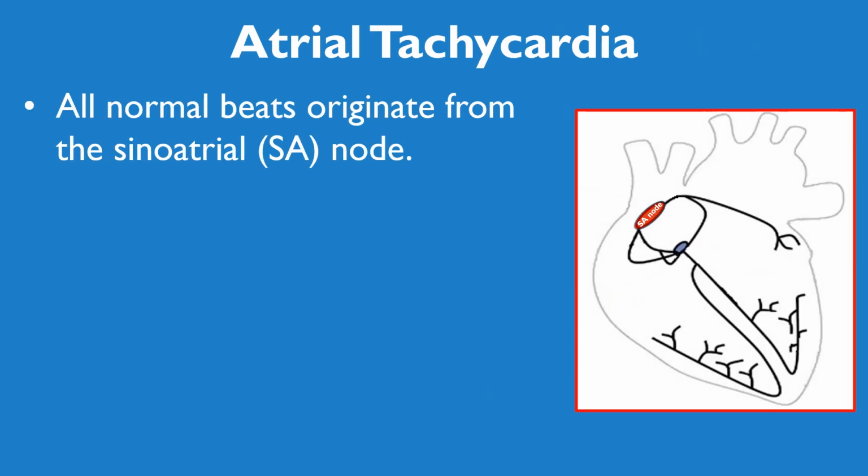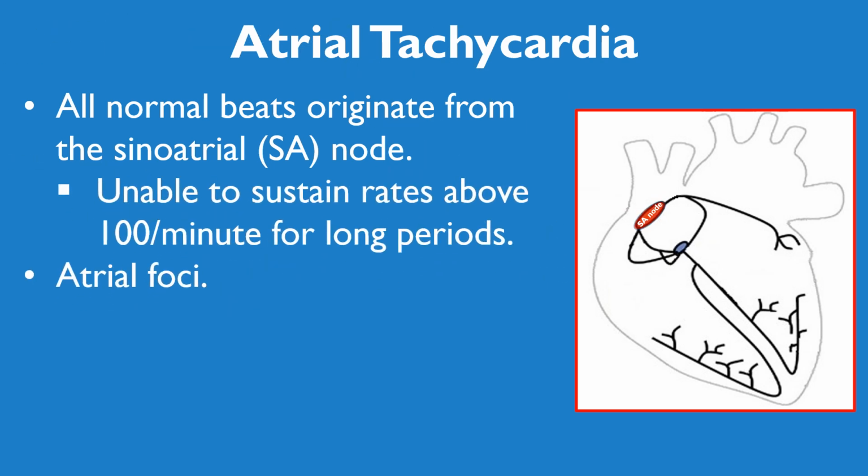Before we jump into looking at the ECG, let's take a few moments to talk about the electrophysiology of atrial tachycardia. So all normal beats originate from the SA node. And in the context of tachycardias, the SA node typically has a very difficult time sustaining rates above 100 beats per minute for long periods of time. It just isn't designed to be able to beat that fast for long sustained runs. It can actually get up into the mid to upper 100 beats per minute, but as I mentioned, it's not really intended to beat that fast.